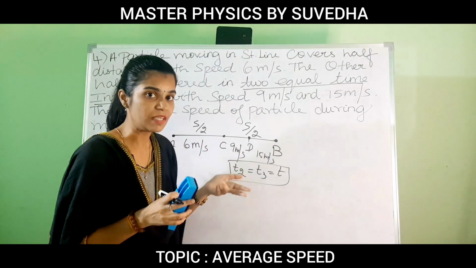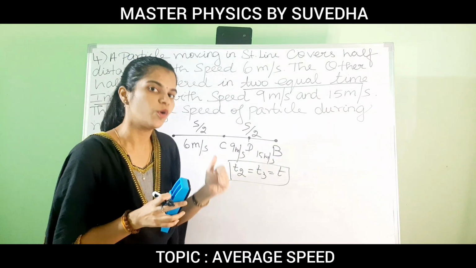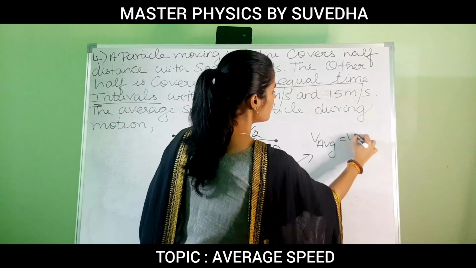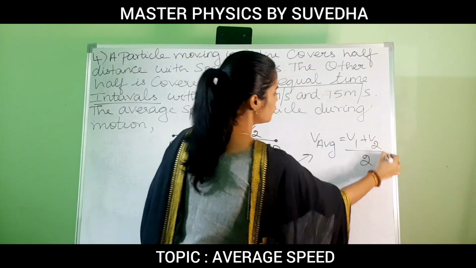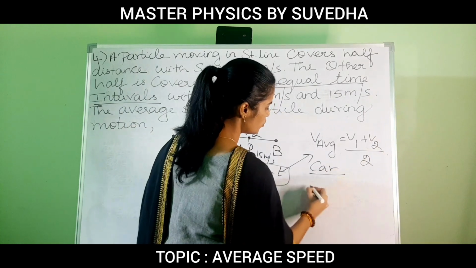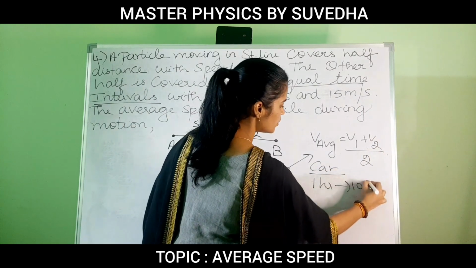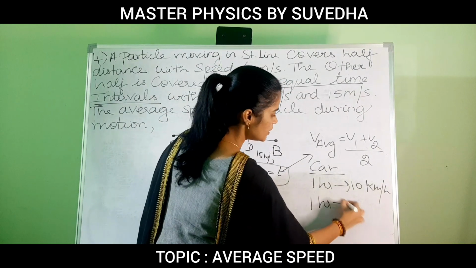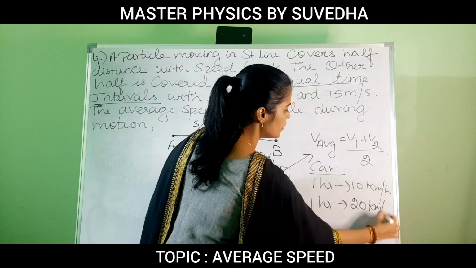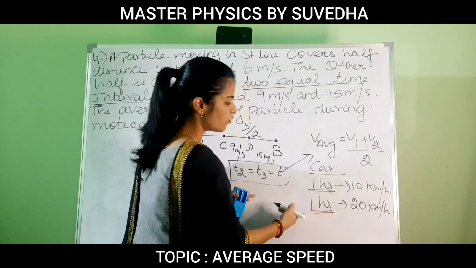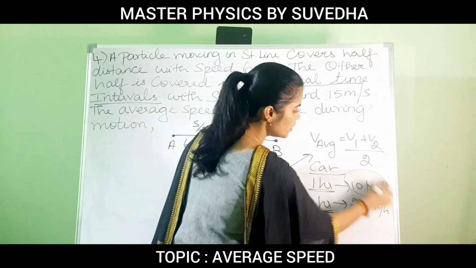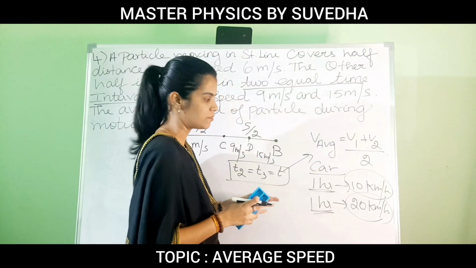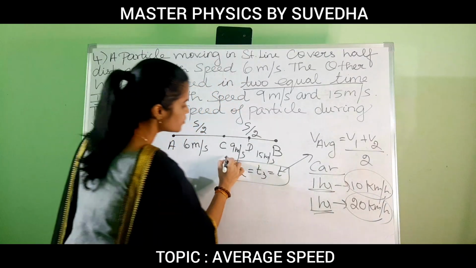Okay, two time periods are equal, then we add the speeds, that means the average speed formula is V1 plus V2 divided by 2. For example, a car moves for 1 hour at 10 kilometer per hour, and then for another 1 hour it moves at 20 kilometer per hour. When the time periods are equal in both segments, you add the speeds, and when you add the speeds and divide by 2, you get the average speed. So same concept. Now just substitute in the formula here.